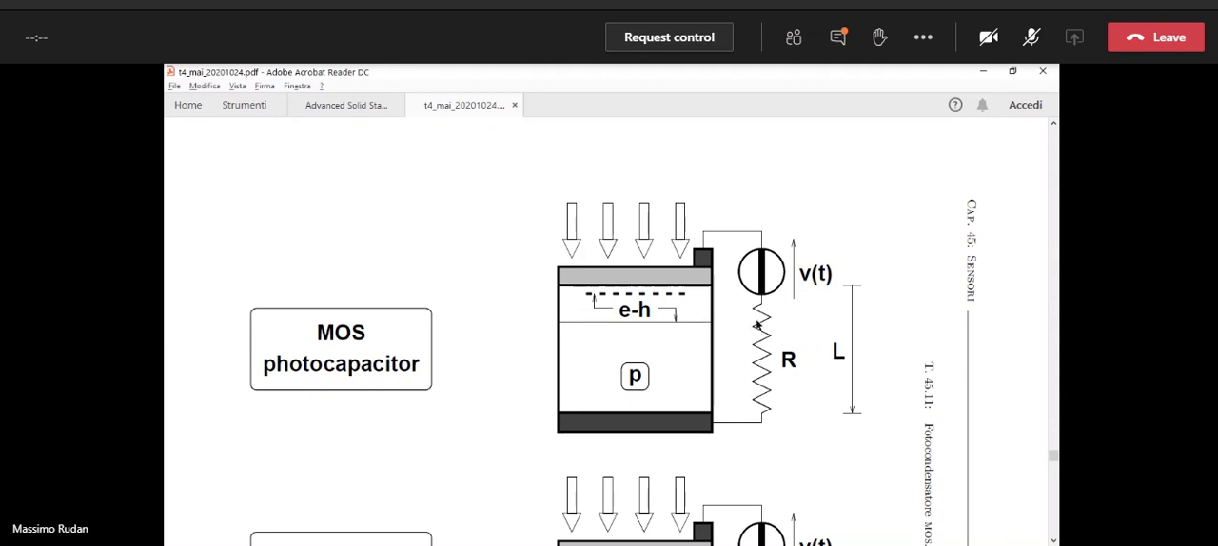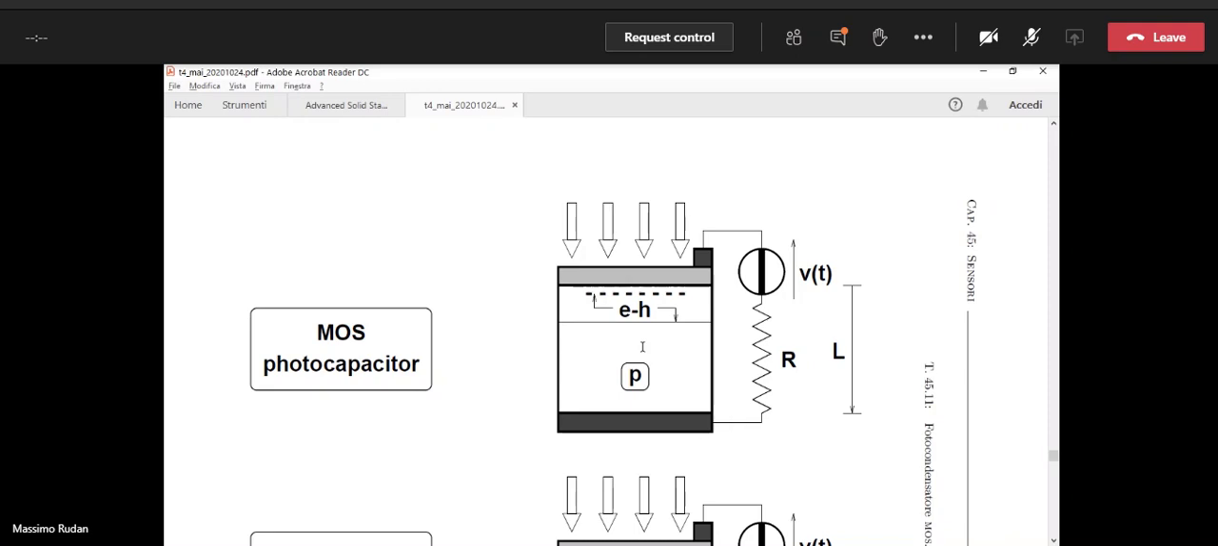So at this point we can read the current through the resistor. How long does it take? It takes the time that is necessary for this layer of electrons to disappear, the time that is necessary to restore the equilibrium condition in the device. And this is the sampling time.